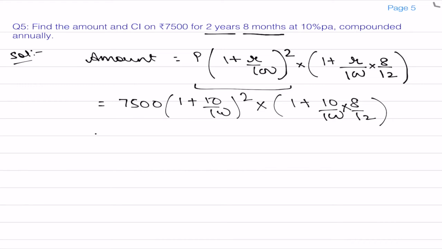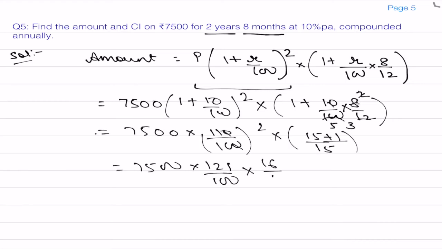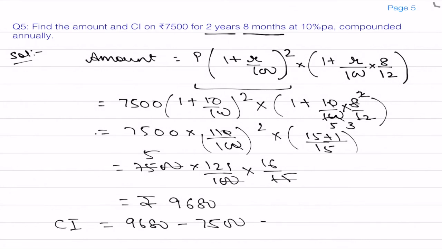After solving, we'll see the amount is 9680, and compound interest is the same: amount minus original principal, that is 7500. We'll subtract both and the compound interest is rupees 2180. This is the answer.